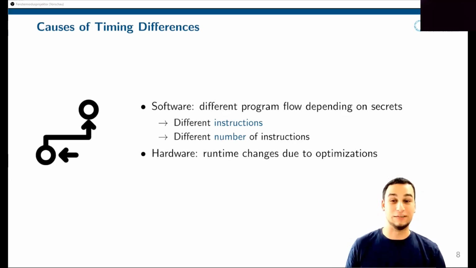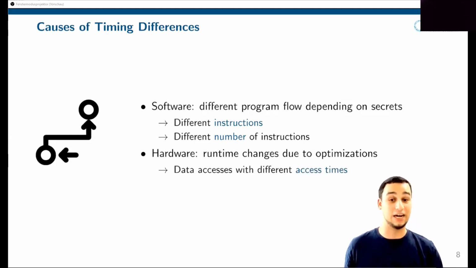So we see differences there. That's quite easy to see. And then we also have timing differences in the hardware. So the runtime of our application that looks like it has no secret dependent things can change on the hardware due to optimizations, invisible optimizations in the hardware.